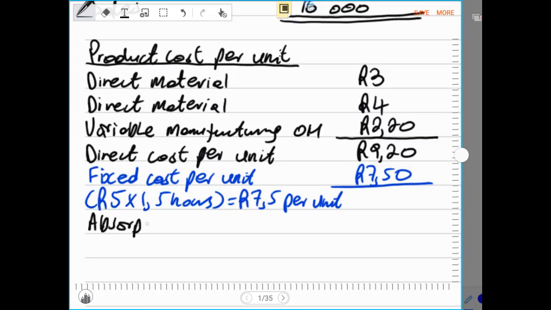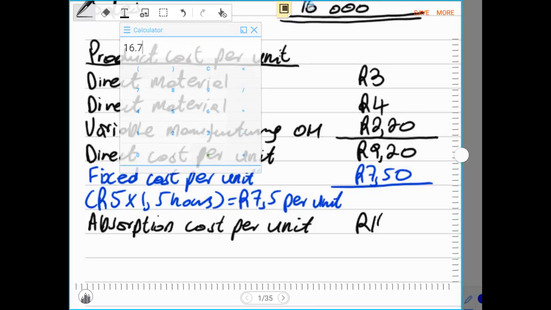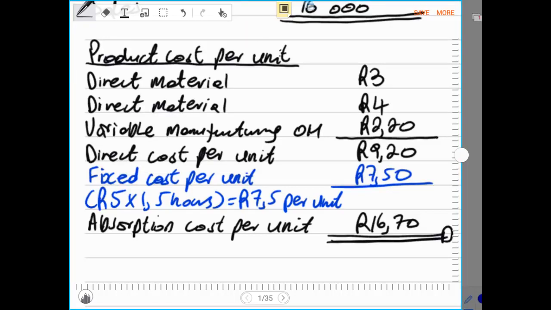This will be absorption cost per unit. That means when we are calculating the absorption income statement, we need to consider this amount, 7 rand 50 plus 9 rand 20 cents. Then this will give us 16 rand 70 cents. So this is the amount that will be used to calculate the cost of sales in the absorption income statement.